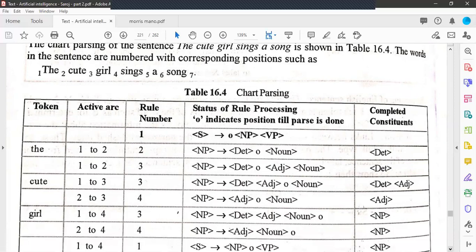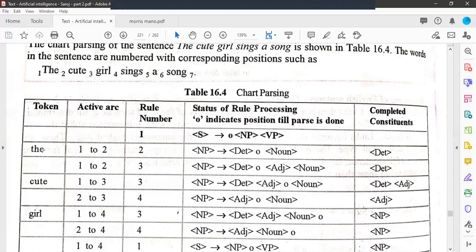Chart parser now creates a chart. How does it create a chart? First, each word is called a token because the parser input is the tokenized form of a sentence. When a sentence is split up into its constituent words, essentially each word is called a token.